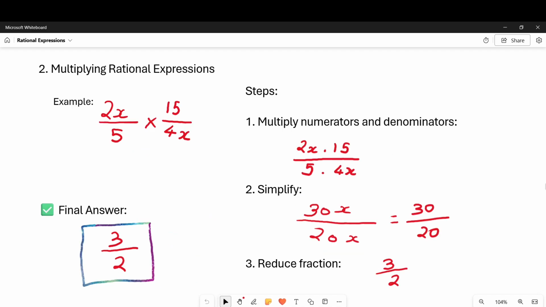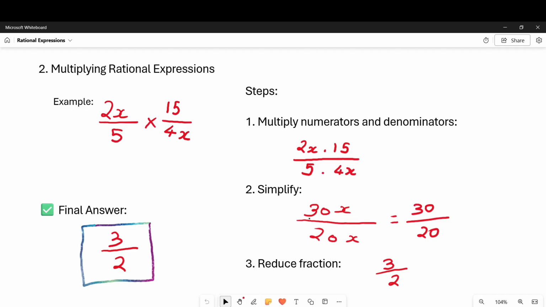Let's go to the next one. Second is multiplying rational expressions. Let's see an example: 2x by 5 multiplied by 15 by 4x. So how will we multiply and simplify it into the simpler form? The first step is multiply numerators and denominators. As in normal fraction multiplication, we can directly multiply the numerators and the denominators. So 2x times 15 and 5 times 4x. Then simplify it. 2 times 15 is 30, so 30x by 20x.